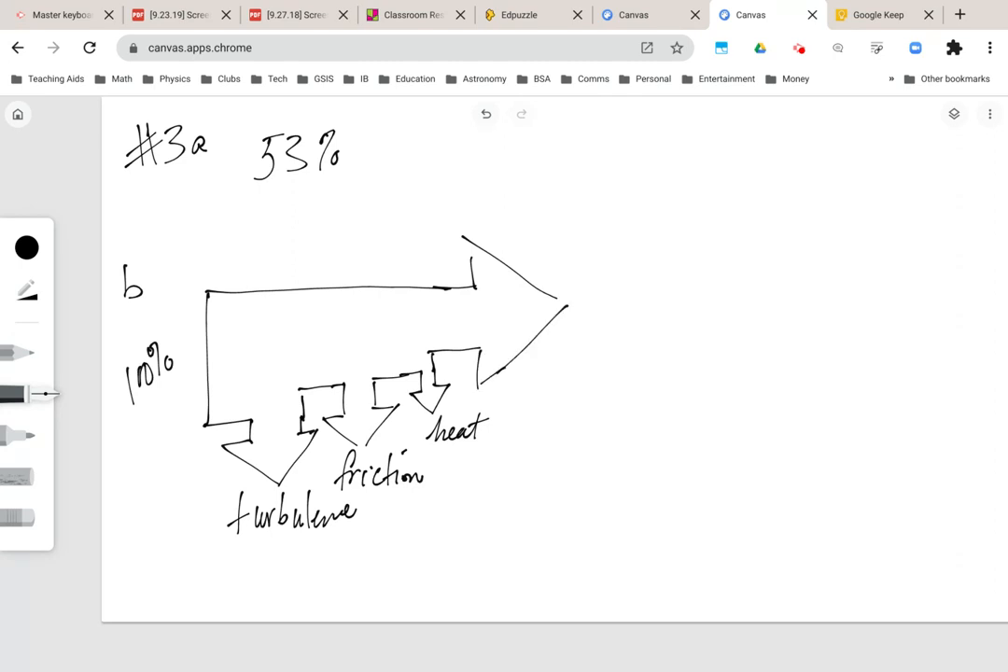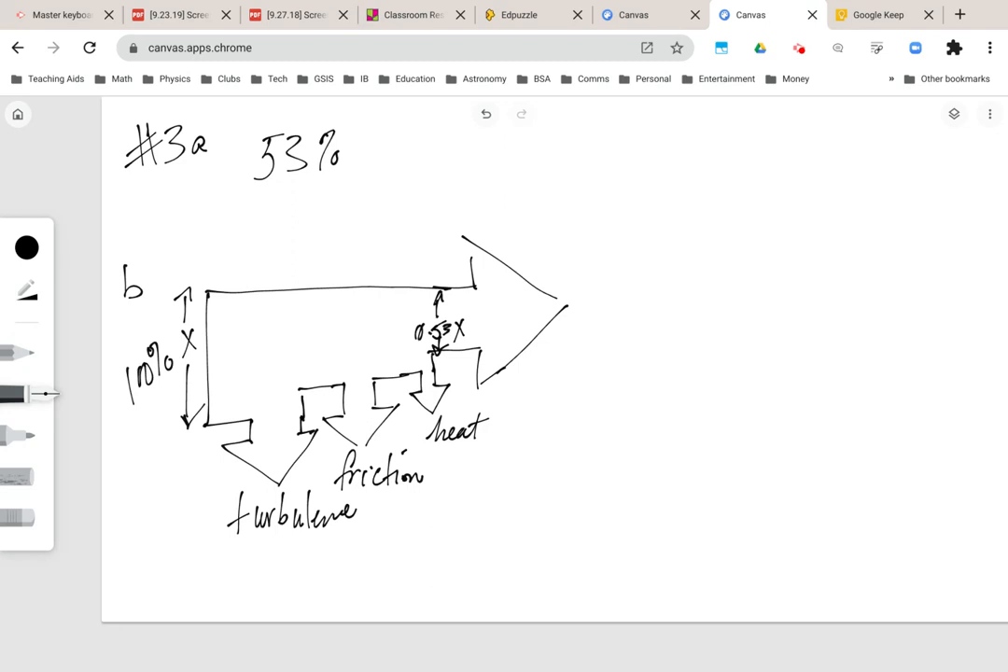So it may not be exact, but I lose 47%. So this width right here should be in the neighborhood of 53% of this original width right here. That's the idea. It doesn't have to be precise, but it needs to be rough so that you can see. You can't just sketch this any old way and have the heat arrow bigger than the turbulence arrow. That's where you would lose marks. So make it look at least somewhat proportional and to scale. And that's number 3. We got the Sankey diagram.